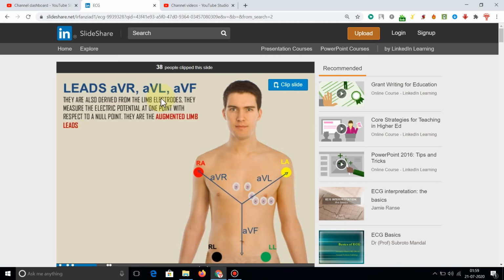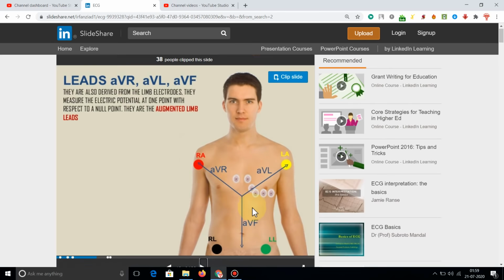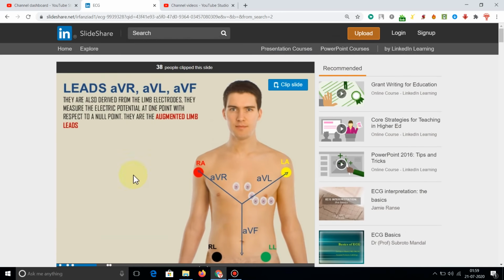Leads aVR, aVL, aVF are also derived from the limb electrodes. They measure the electrode potential at one point with respect to the non-augmented leads.